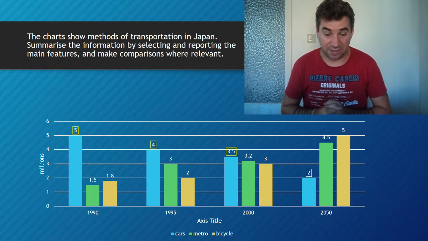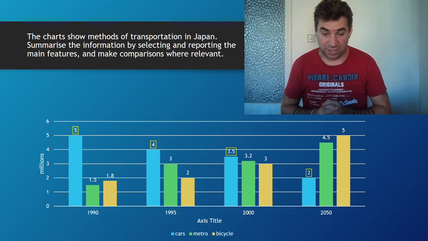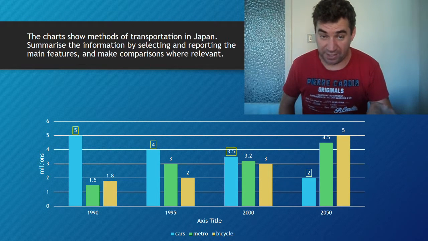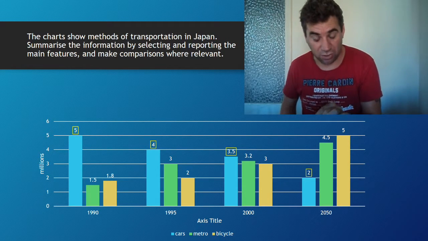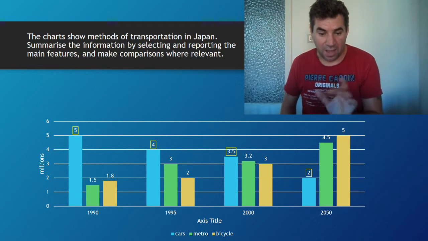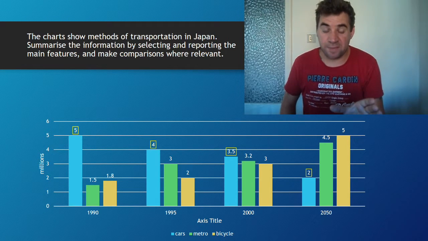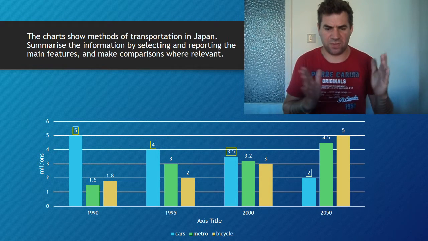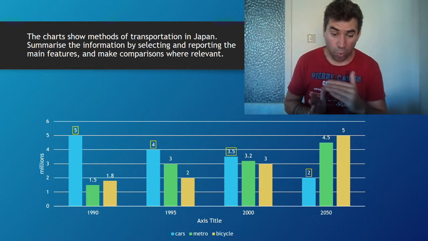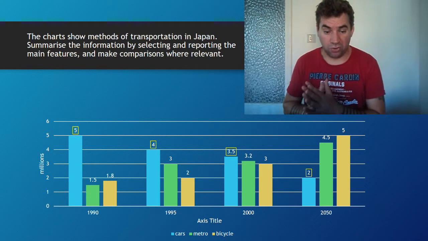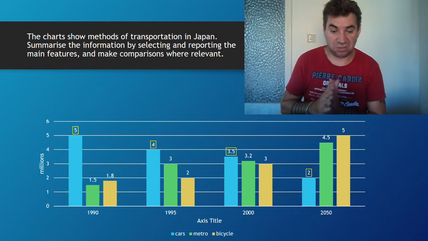Having a look at the metro, it's got its lowest number in 1990. So it shows the opposite trend of the cars. And it's got its highest in 2050, and bicycle is fairly similar. So generally you can see that over this period fewer people are using cars, but more and more people are using metros and bicycles.